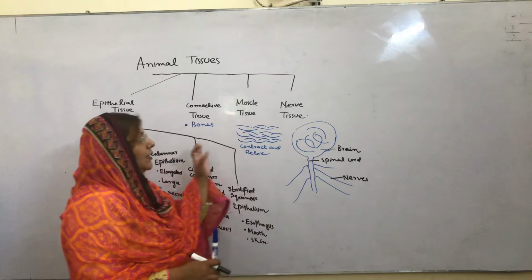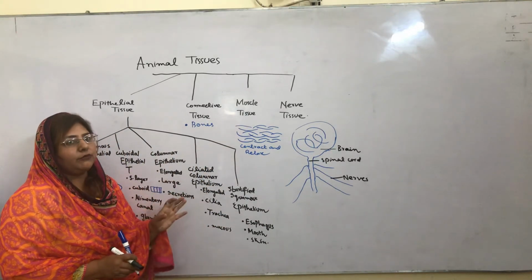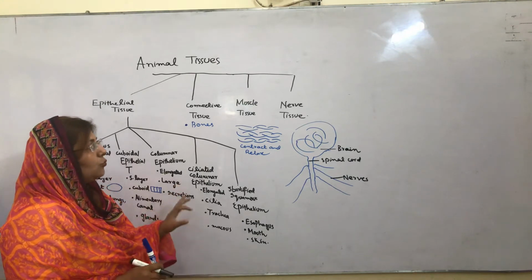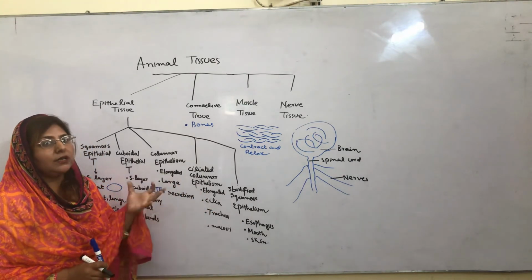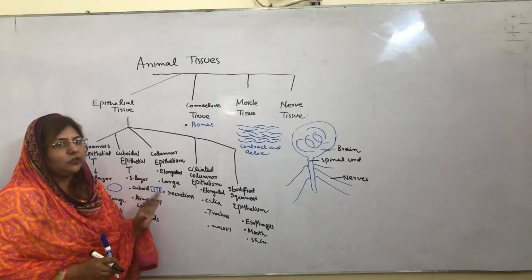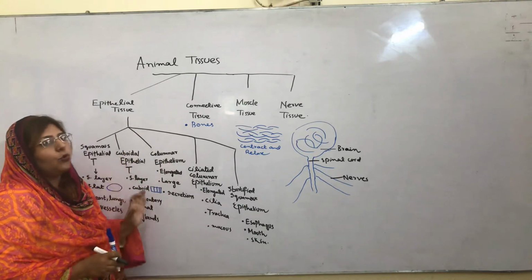So this is an introduction to animal tissues. We have different types of tissues in our body and they do their specific job. Every tissue has a different shape and every tissue has a different job. So they make up the whole body system.